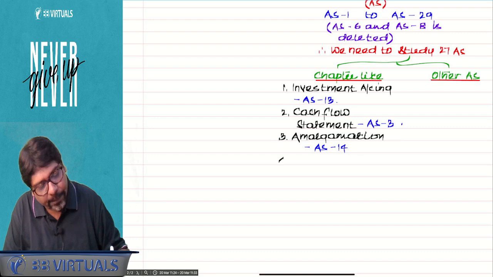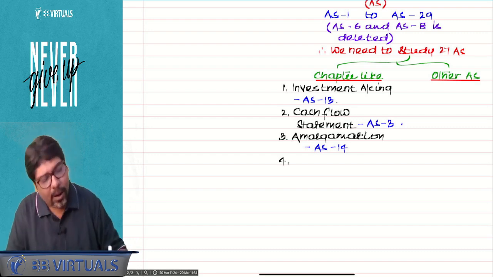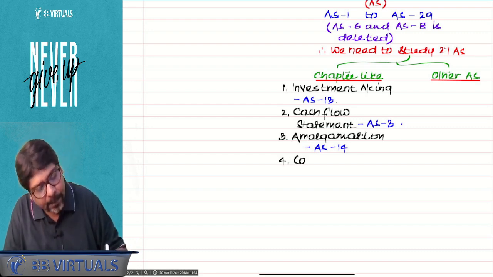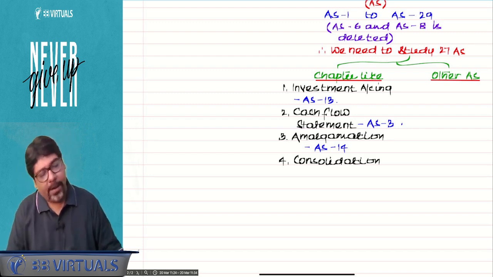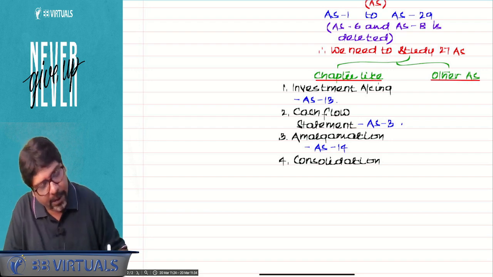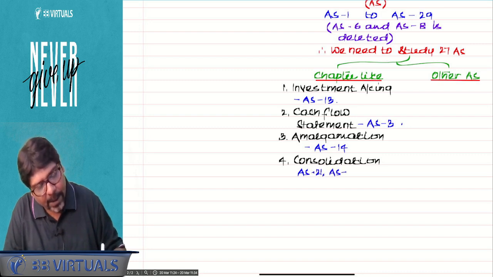Number 4, consolidation. When I say consolidation, we'll study AS-21, AS-23 and AS-27.